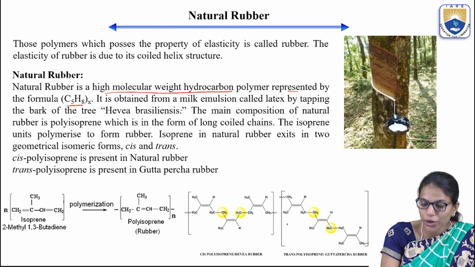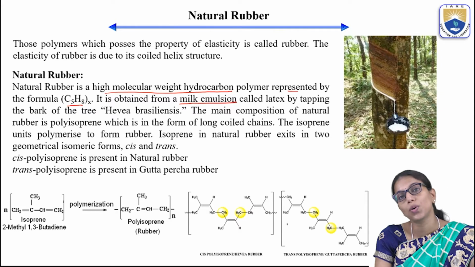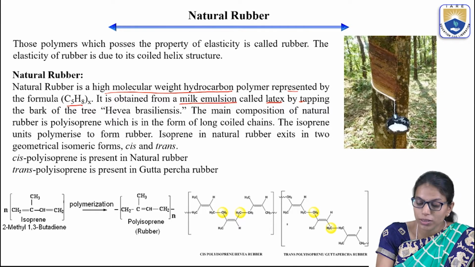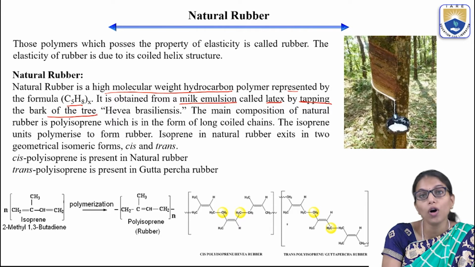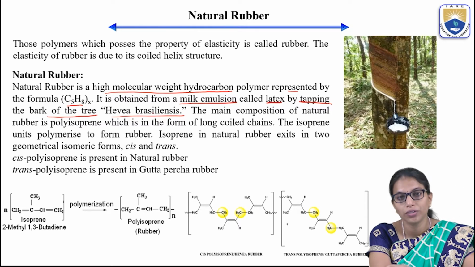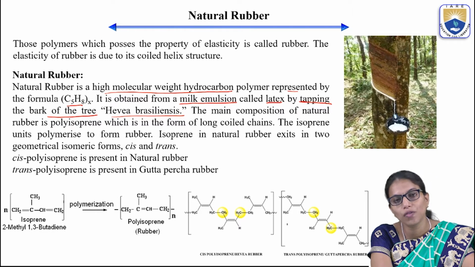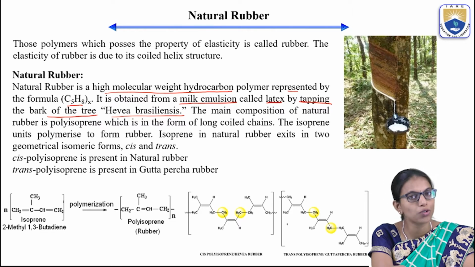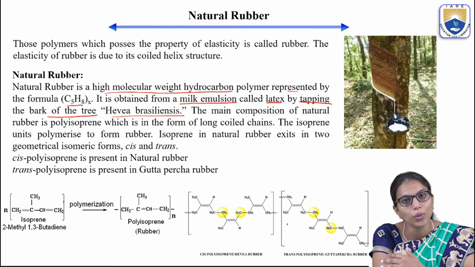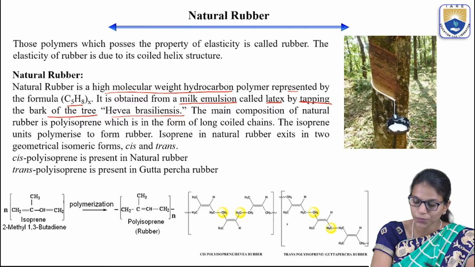It is obtained from the milk emulsion called latex, and this latex is formed by tapping the bark of the tree Hevea brasiliensis. This tree is found especially in tropical places, for example the Amazon forest. Even in India it is found in Kerala as well.